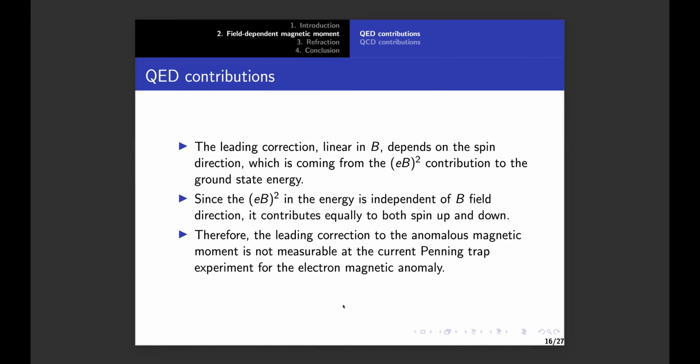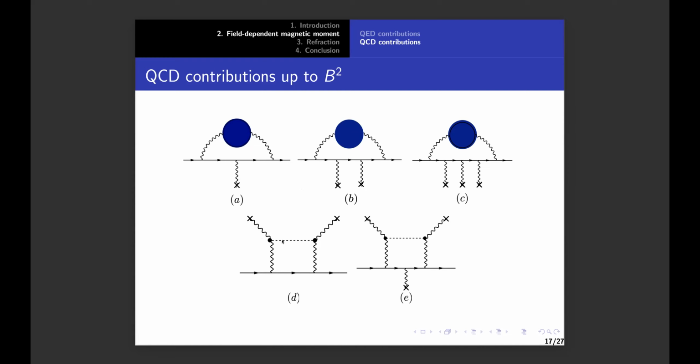For the QCD correction up to the quadratic term, there are 5 diagrams. Here, the blob is the hadronic vacuum polarization contribution, the cross is the external B field, the solid line is a lepton, and the curly line is a photon. This is the hadronic leading correction. And also the light-by-light correction one has to calculate. This is light-by-light crossing the B field, and this dot is the so-called anomalous form factor of pions. These dotted lines are pions. So I used pion dominance here, and for this form factor, I just used a constant approximation.